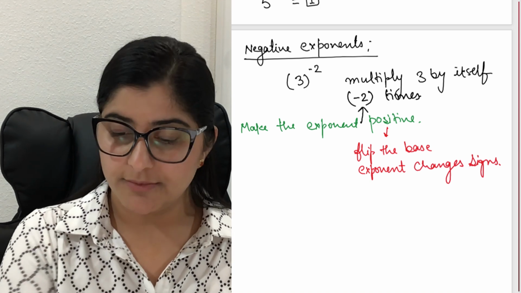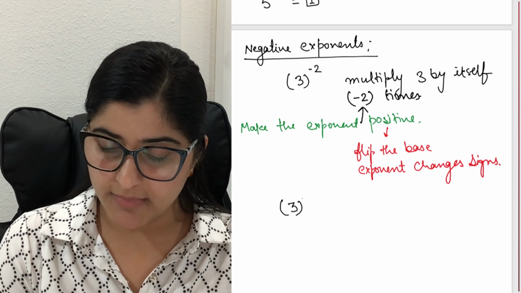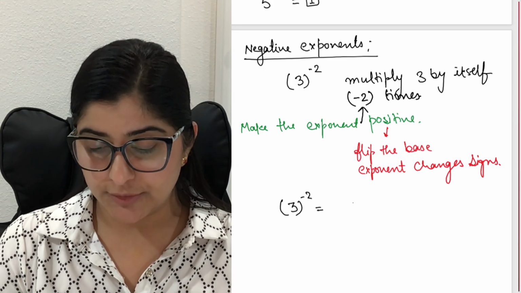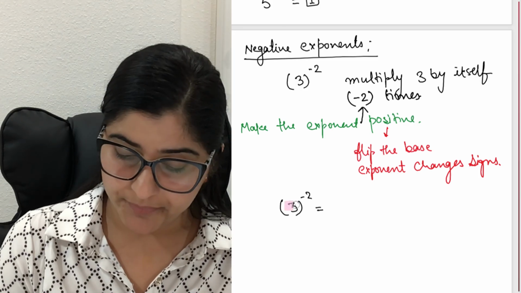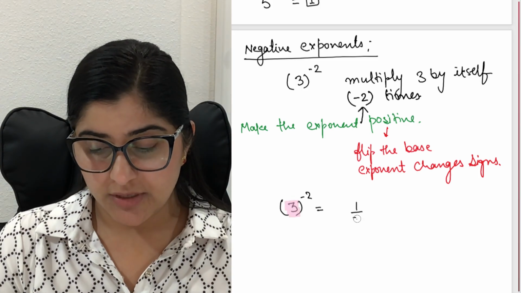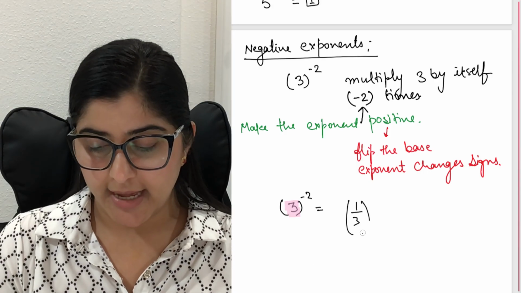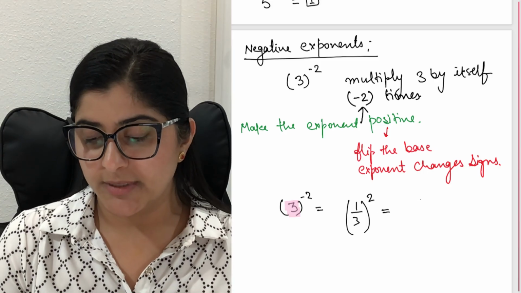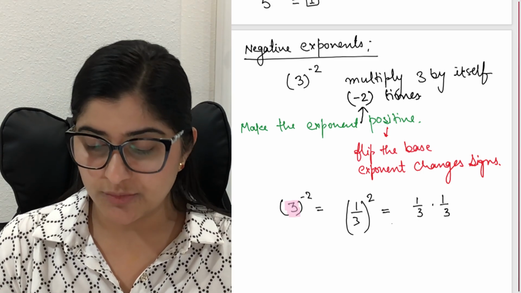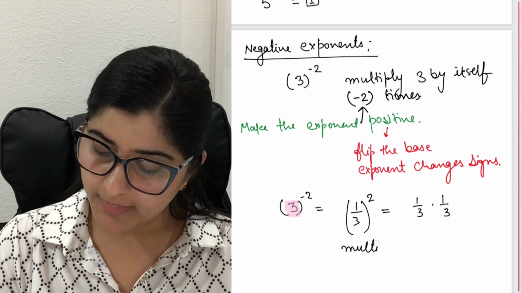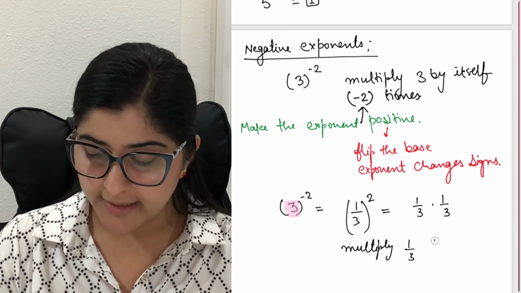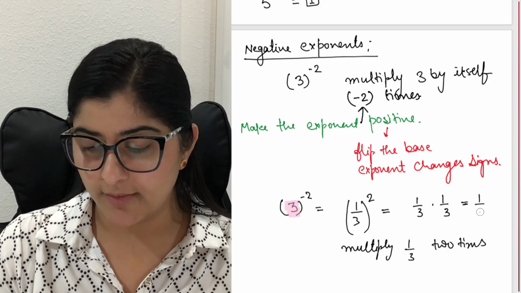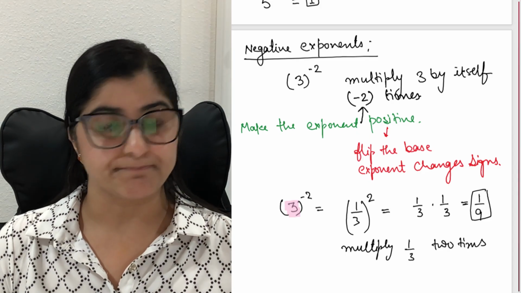So if this is the rule, let's flip the base. It's 3 to the power minus 2. The denominator is just 1, so we don't write the denominator. Base is just 3. So we flip the base. 3 will become 1 over 3 and the exponent will become positive. The power will change its sign. So it is 1 over 3 times 1 over 3. So now it means multiply 1 over 3 2 times because the power is positive 2. We get 1 over 9 as our solution.